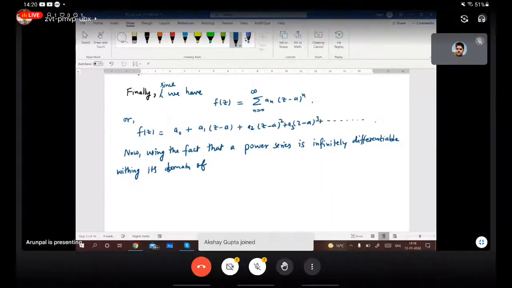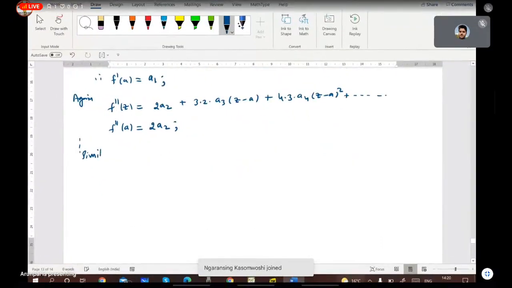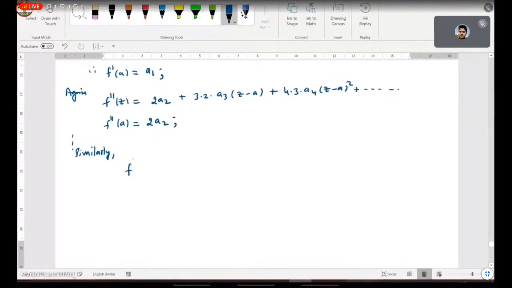Right? Likewise, class, you just go on doing this. You do this exercise. Similarly, you will see that f n at a will come out to be n into n minus 1, 2 into 1, into a n. You can see that trail here, class. And this is nothing but n factorial.